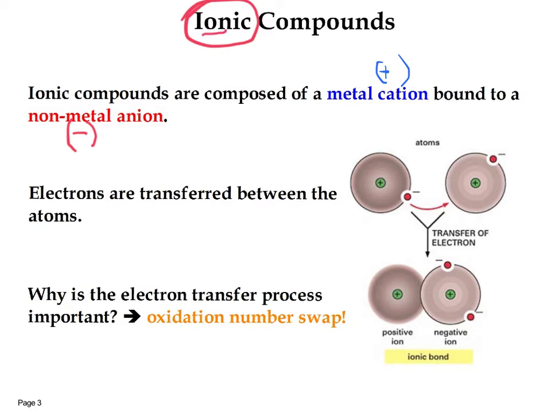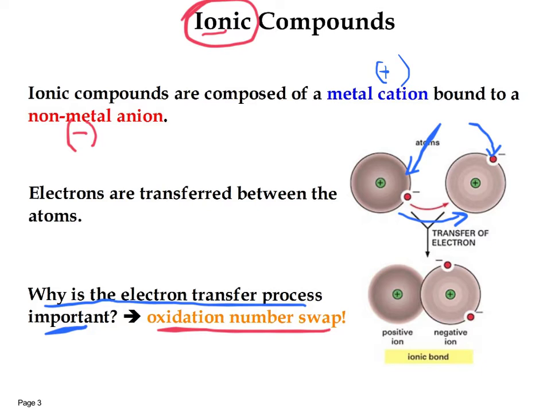In ionic compounds, electrons are transferred between the atoms. You'll notice these red electrons located here on these atoms in this graphic. Eventually what is going to happen is an electron is transferred. This is a valence electron. An electron is then transferred over to another atom. So that poses an important question: why is the electron transfer process important? The reason is that oxidation numbers are going to be swapped in ionic compounds.